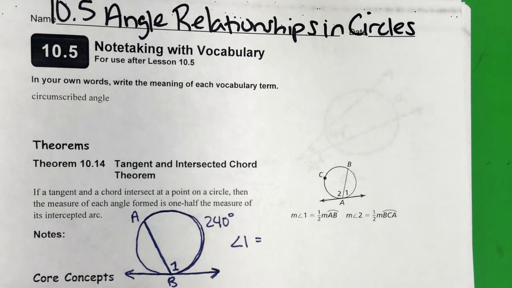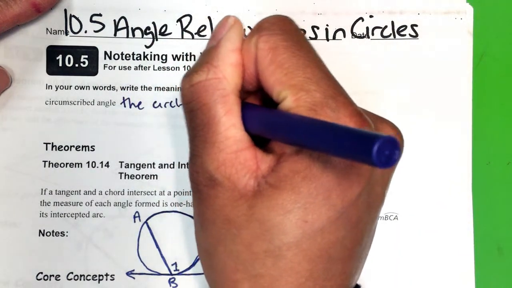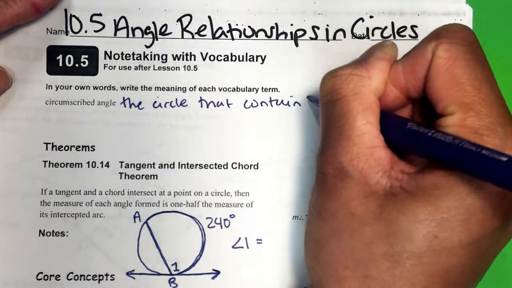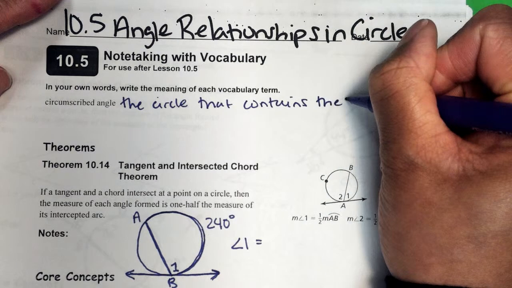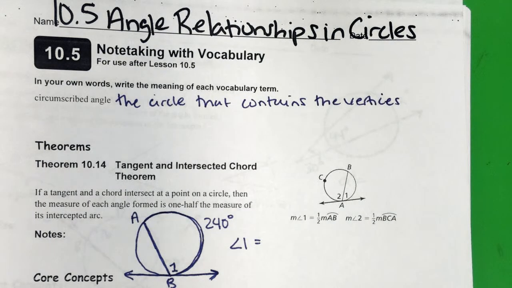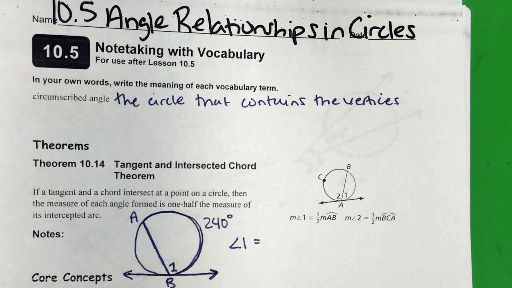Alright class, we are on to our next section of notes in chapter 10 called Angle Relationships and Circles. Our first definition, which is a previous definition from 10.4, is a circumscribed angle. A circumscribed angle is within the circle that contains the vertices. So this is where we have angles inside vertices. Sometimes we'll have angles outside of their circle and things of that nature. So that's what most of this section is going to be about.